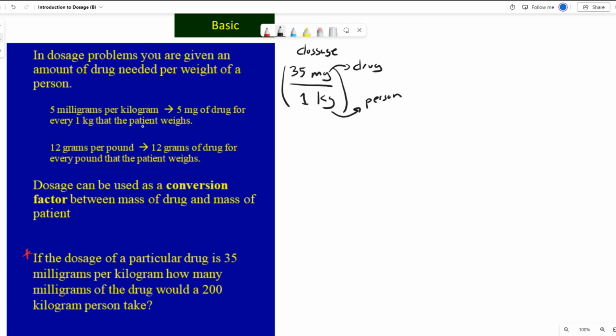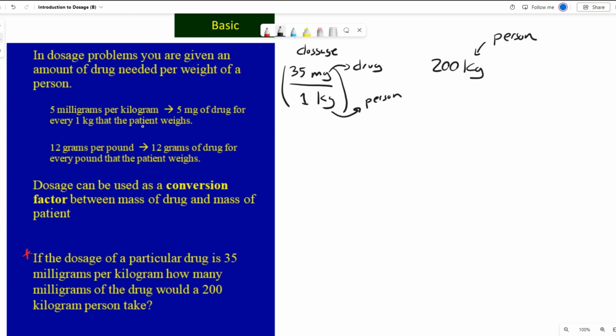Any other information that we're given in the problem? We're told that the person weighs 200 kilograms. So we're also given 200 kilograms. Was that 200 kilograms of drug or 200 kilograms of the person? It tells us in the problem that it's the person.